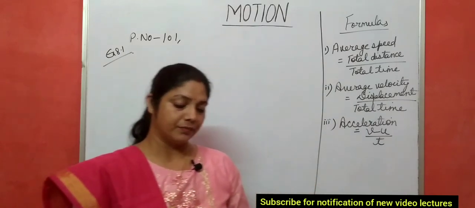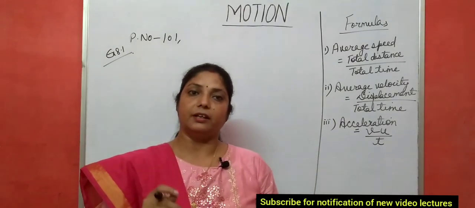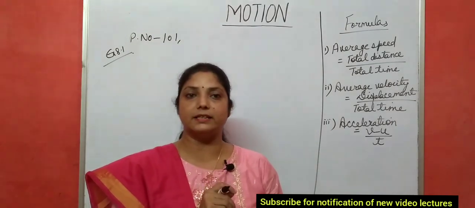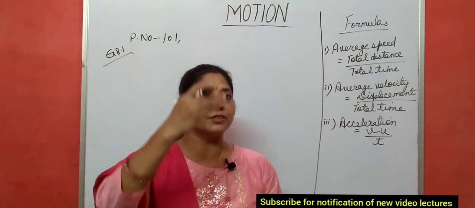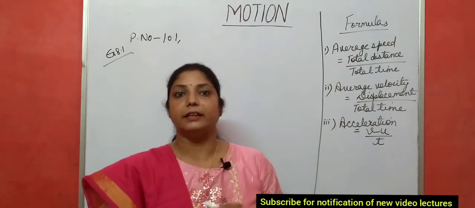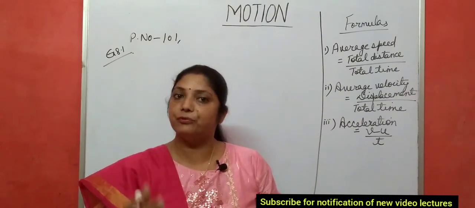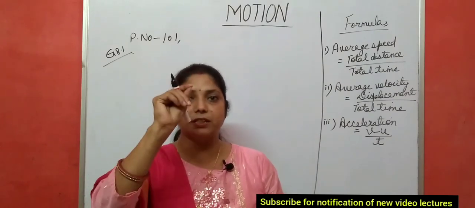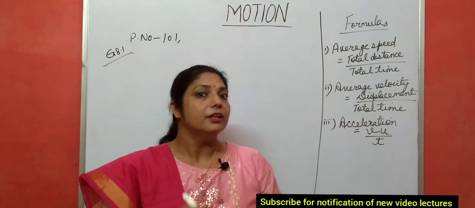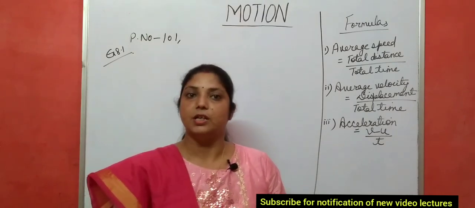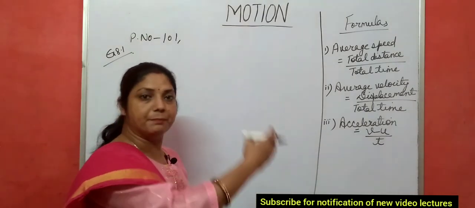So first, the most important thing to solve any numericals is that you have to write all the things which is given in the question. Then after that, what you have to find? Just write that with symbol and question mark. Then which formula you have to use. So I am going to solve step by step.